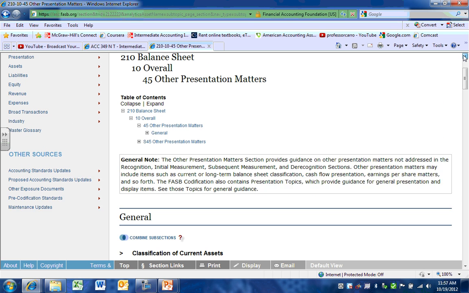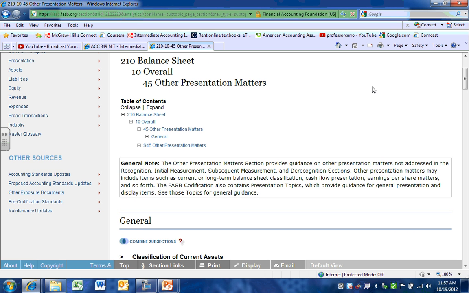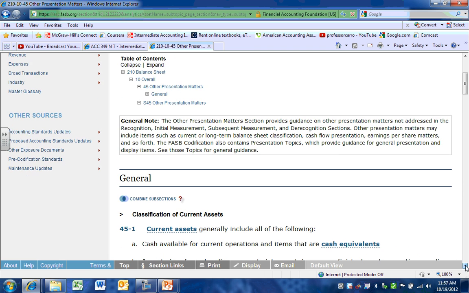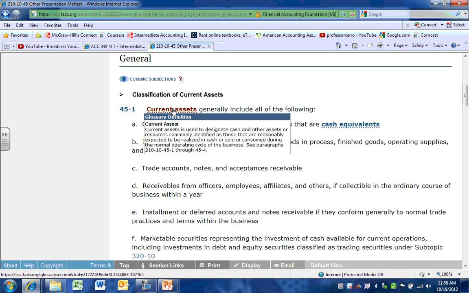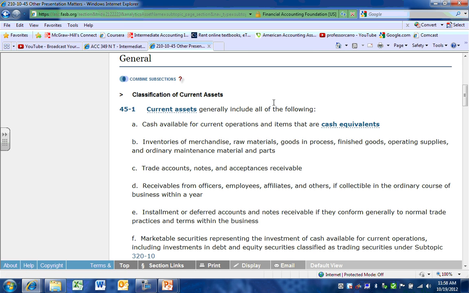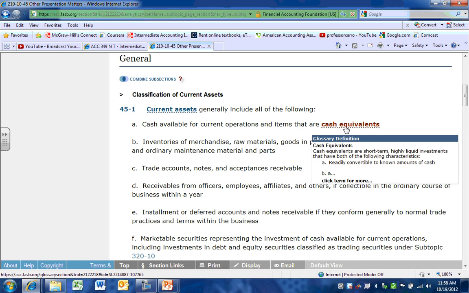Balance sheet presentation is presented in topic 210. In 210.10.45, they talk about the presentation issues for the balance sheet and we see that it begins with the classification of current assets. We have a quick link to the glossary and the definition of a current asset. We talk about cash. That's cash from bank accounts, savings accounts, money markets, cash on hand, and cash equivalents.